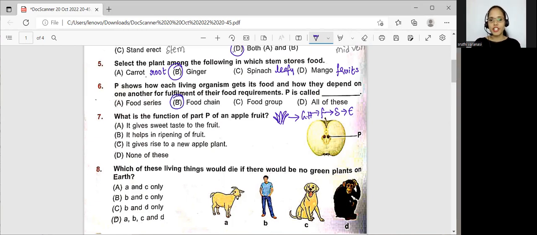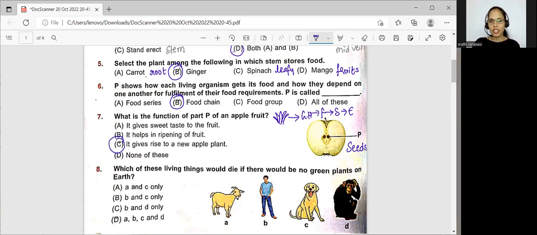Now let's go to question number 7. In 7, what are they pointing? They're pointing to the seeds and saying that seeds are pea. So first note down that pea are seeds. Now let us see what the question is. What is the function of part P of an apple fruit? In part P, here it is a seed. Now what will seeds do? Seeds will give rise to a new plant. Now let us see where it is given. It is given in option C. So therefore C is the correct answer.